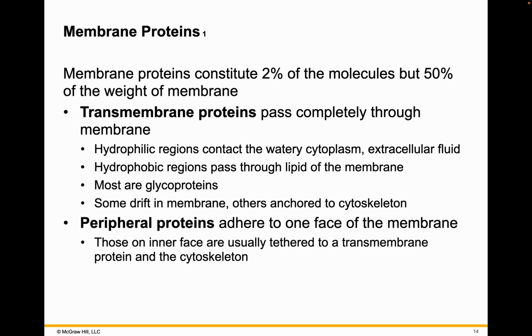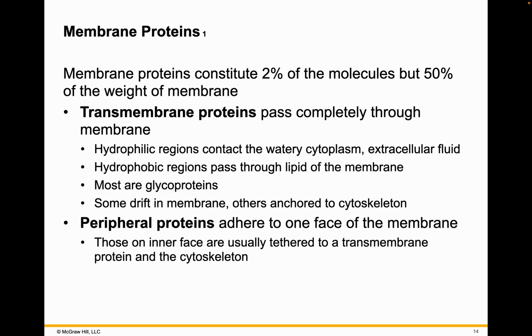If they are passing completely through the membrane, they are known as transmembrane proteins. They will have a hydrophilic region in contact with the cytoplasm or the extracellular fluid on each side of the membrane, and a hydrophobic region that keeps them within the lipid portion of the membrane. Most of them are glycoproteins. They have carbohydrates attached to them. Some of those do drift around. Others are anchored to the cytoskeleton.